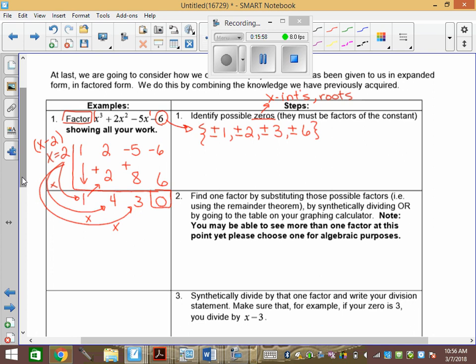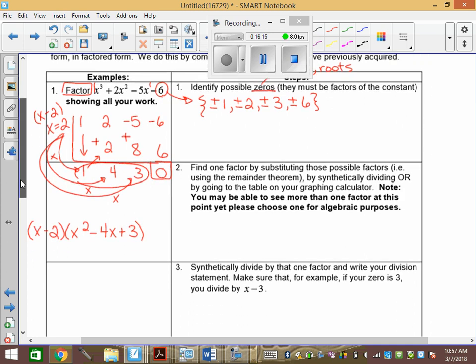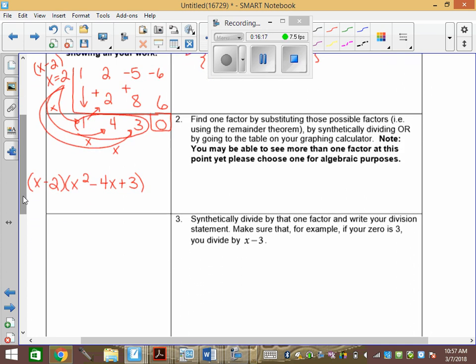Okay, so we have one factor. Our one factor is x minus 2. And currently this is our other factor. It just doesn't have any variables. So to put the variables back in, we were x cubed, so this is going to be x squared minus 4x plus 3. We agree? So once again, we're not going to have to do decomp because we don't have anything but a 1 in front of the x squared. So we have 1x squared minus 4x plus 3.